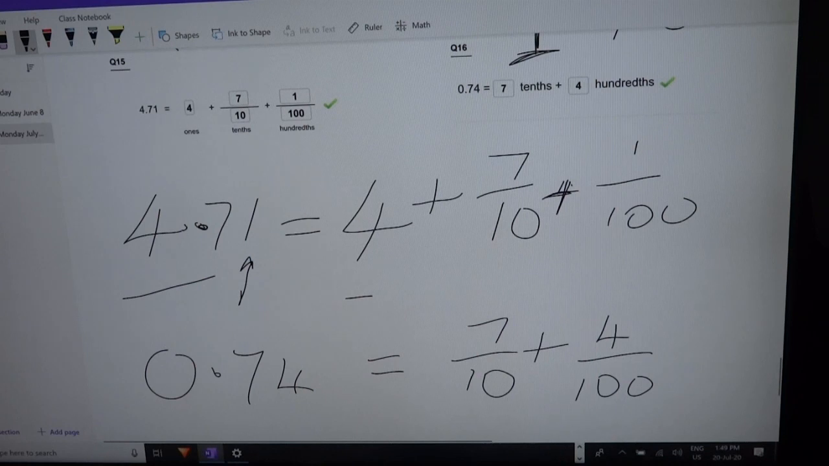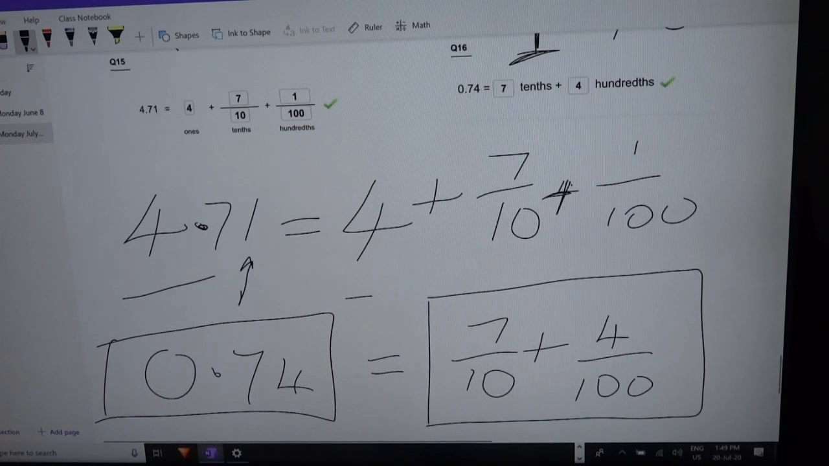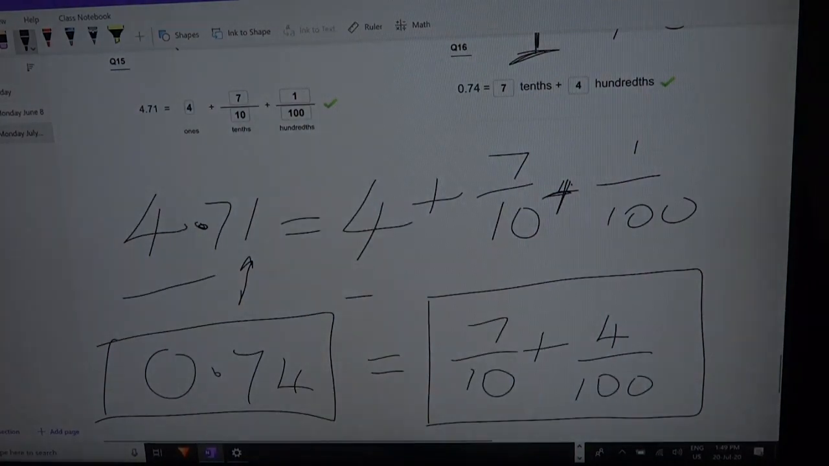So we're talking about being able to write these in different formats. 0.74, this one over here, is in decimal form, and on the right hand side 7/10 and 4 hundredths is then writing it in fractional form.